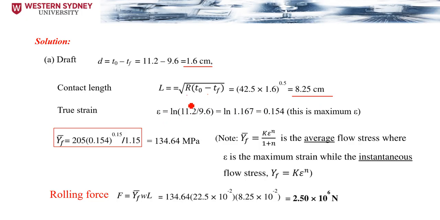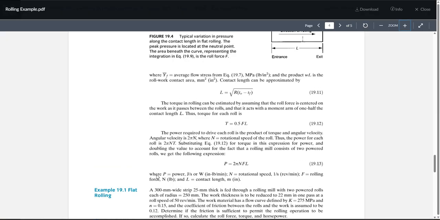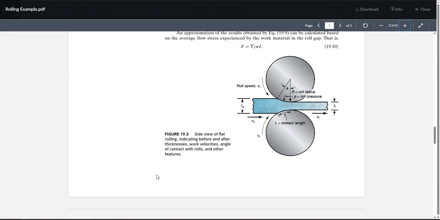The strain is ln of t_o over t_f, and we get the value to be 0.154. This is the maximum strain we can achieve. Now calculate the average flow stress. That's K times the strain to the power n, divided by 1 plus n. That's the equation that we showed here for the average flow stress.